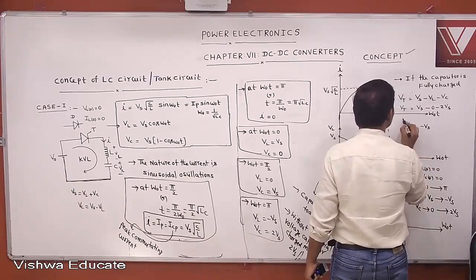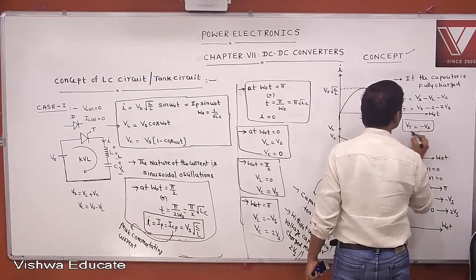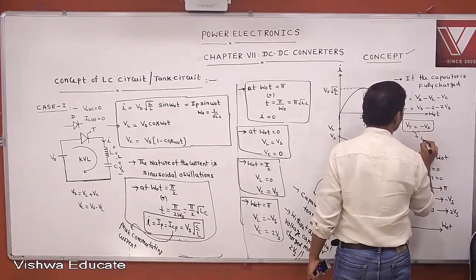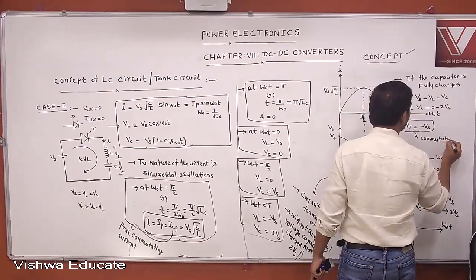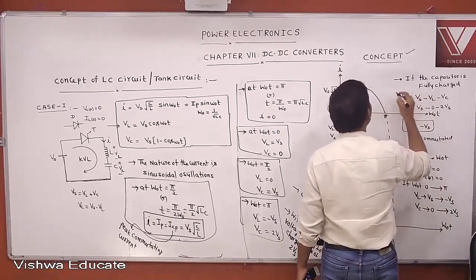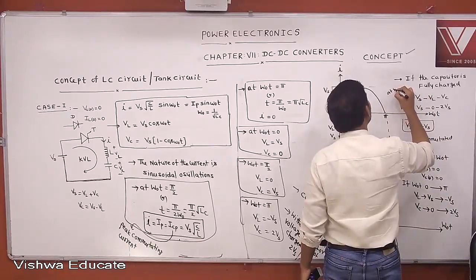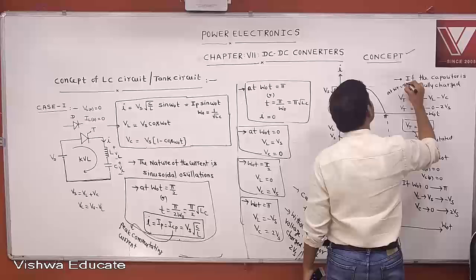The voltage across the thyristor being minus Vs means this thyristor is commutated. Okay, all this is happening at omega t equal to pi plus.